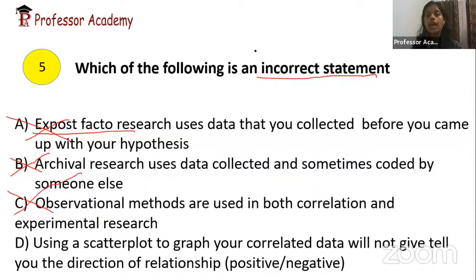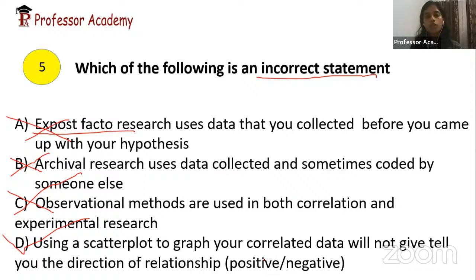So finally the answer for the question, or the incorrect statement, is that using a scatter plot to graph your correlated data will not give you the right direction of relationship. The major purpose of the scatter plot is to understand, through a graphical method, the relationship between the variables. So option D is correct. Correct in the sense this is the answer for the question, and this is an incorrect statement because scatter plots are the one device or graphical method that has been used to understand the relationship between variables through a diagram representation.